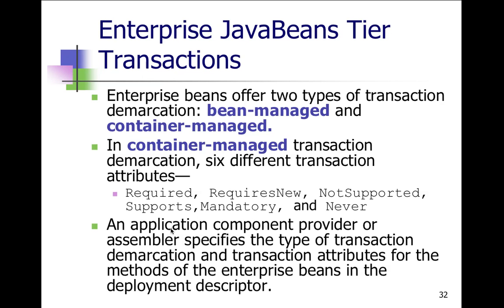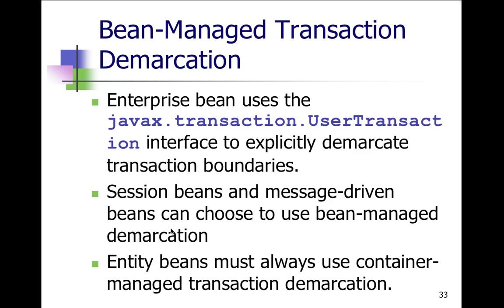So bean managed transaction demarcation. What we looked at before, the first part of it was container managed, where we had 6 different transactional attributes. In the bean managed, the enterprise bean uses the javax.transaction.UserTransaction interface to explicitly demarcate transaction boundaries. And then we have a couple of different types of beans. Beans come in 2 different forms. We have session beans and entity beans in terms of servlet technologies.